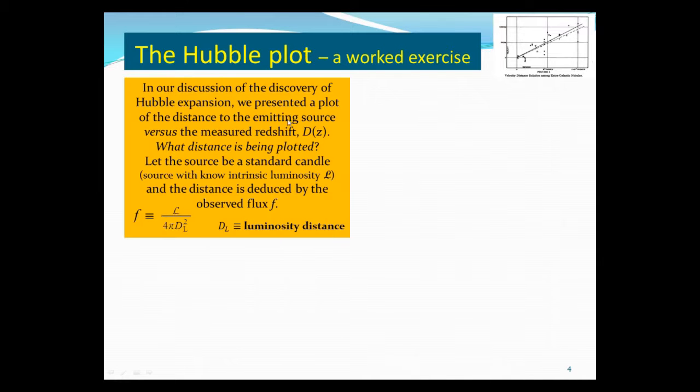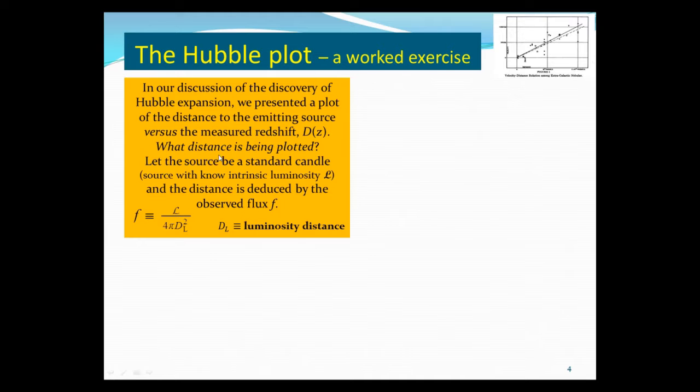So here's an exercise. This is somewhat useful, but mainly just an exercise in how to work with these quantities. We're going to talk about Hubble's plot. Remember, we're talking about Hubble expansion. The discovery of Hubble expansion presented a plot of the distance to the emitting source versus the measured redshift. So what is the distance being plotted?